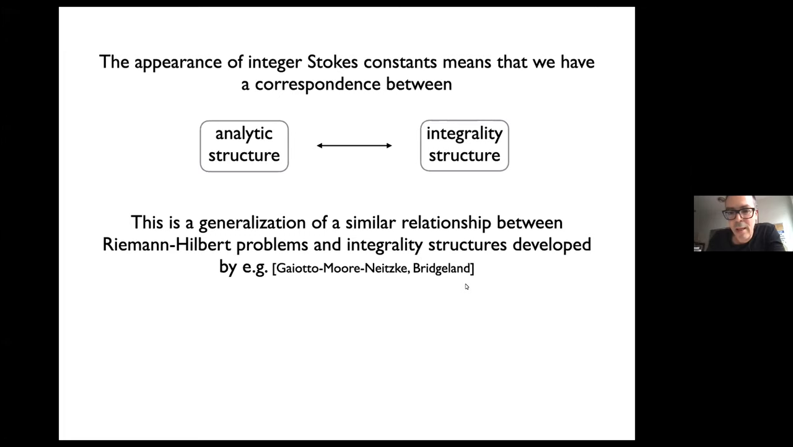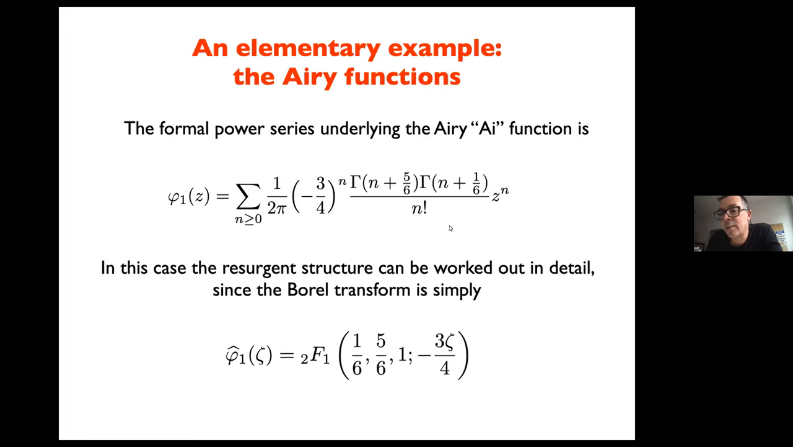So let me give you a very elementary example, which appears in the case of elementary functions like the Airy function. The Airy function, when you do the asymptotic expansion, is going to involve a formal power series, which I wrote here. It's a relatively complicated expression, but you can see very easily that this is a factorially divergent power series. This coefficient here grows like n factorial. And in this case, it's very nice to do this exercise of resurgence because the Borel transform can be computed in quite closed form and it's just a hypergeometric function. And when you have a hypergeometric function, it's very easy to locate the singularities. So you just see here that there is going to be a logarithmic type of singularity on the negative real axis.